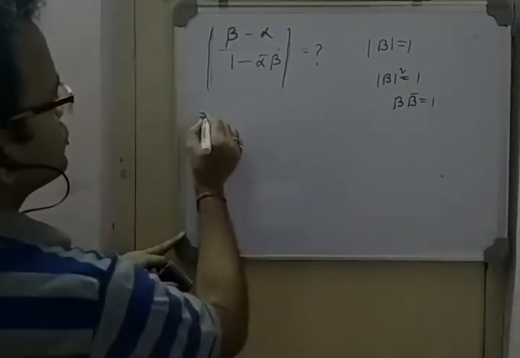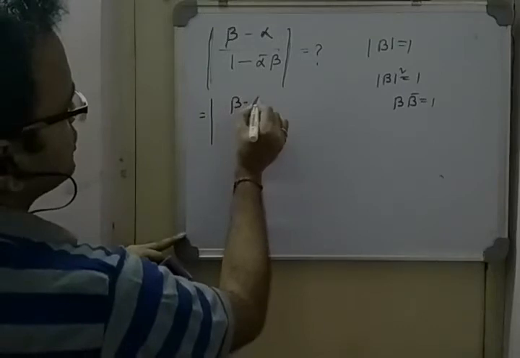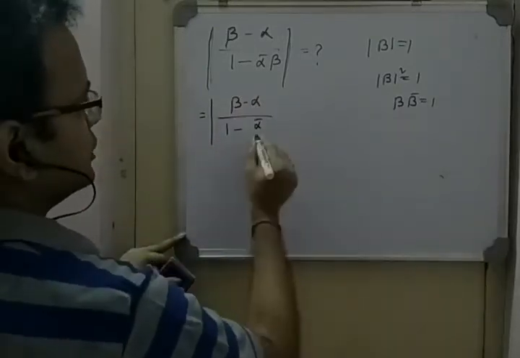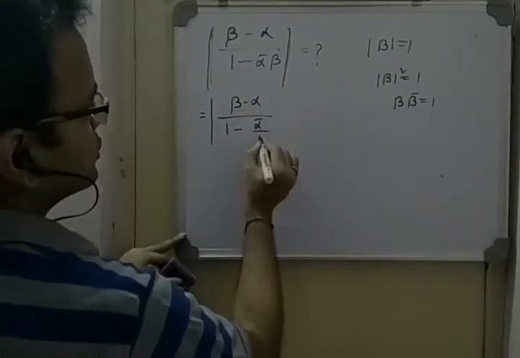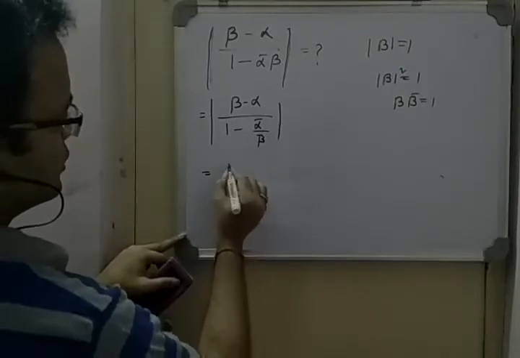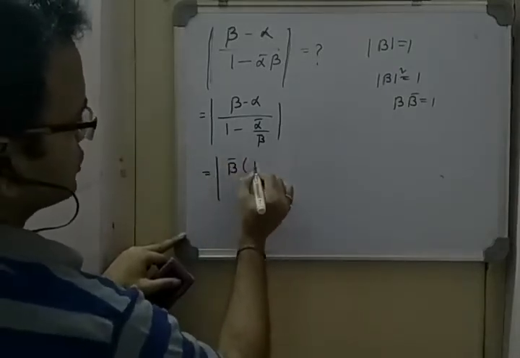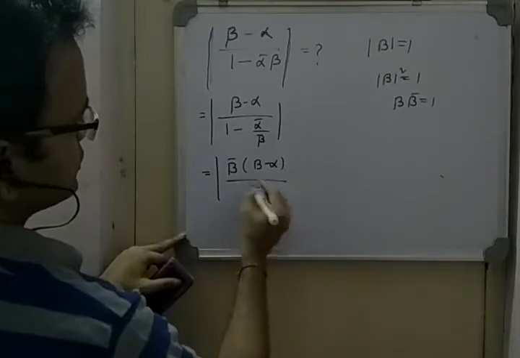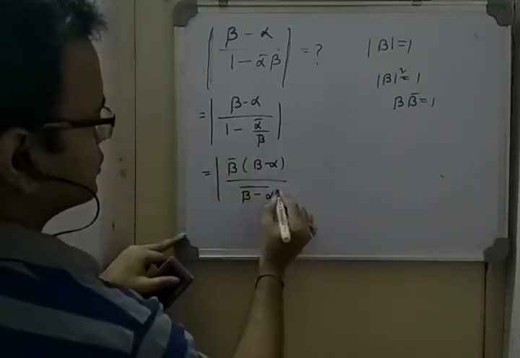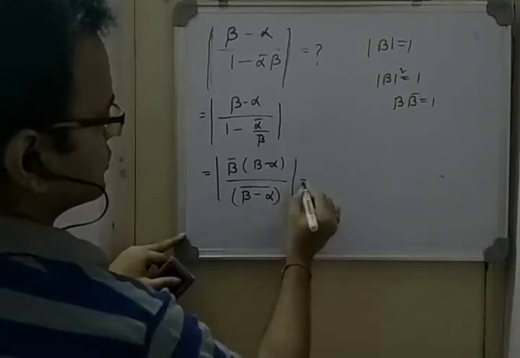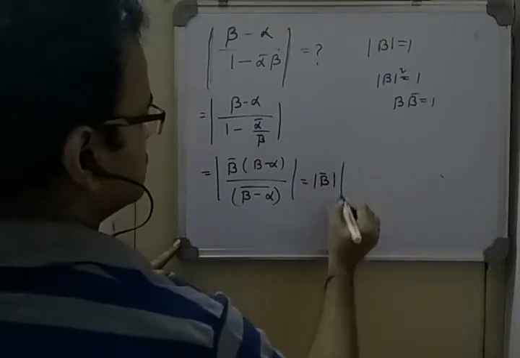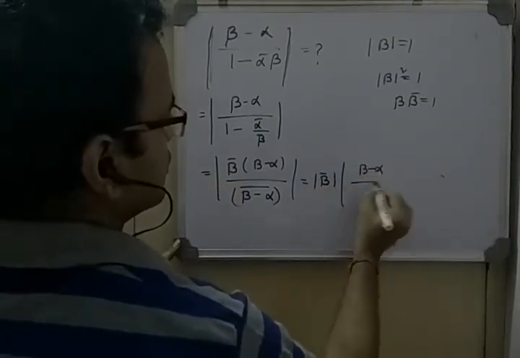So this will become mod of beta minus alpha by 1 minus alpha bar. Beta is 1 by beta bar, so I will put it here. So it becomes this. Now beta bar, after calculation it goes up, and this becomes beta bar minus alpha bar. So beta bar minus alpha bar I can write this way also. Now mod of Z1 Z2 I can write as mod Z1 into mod Z2.